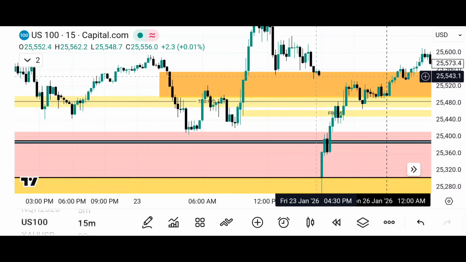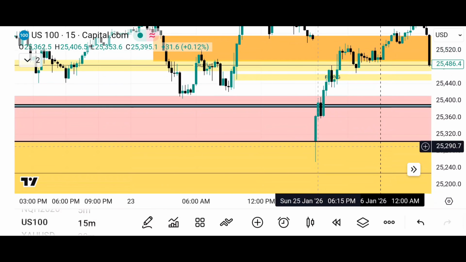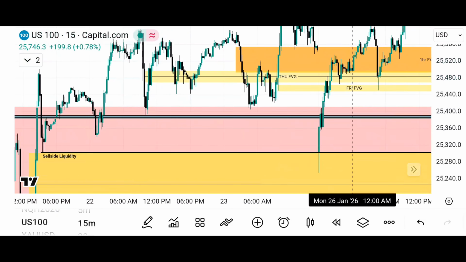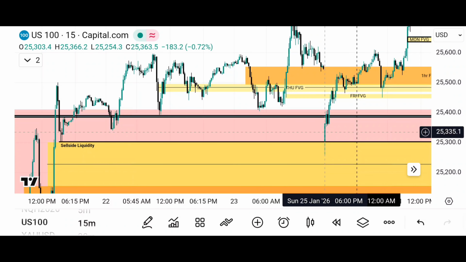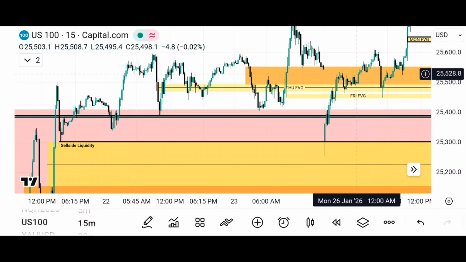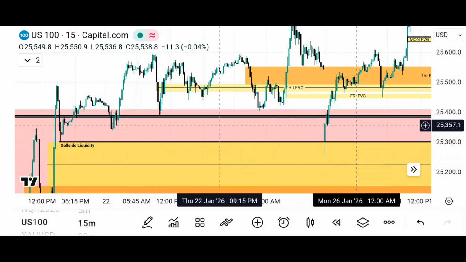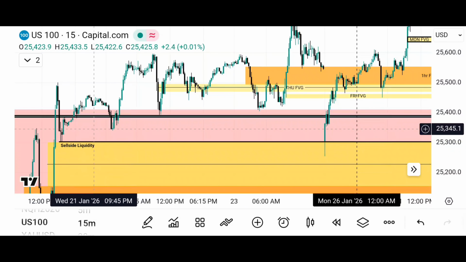So this is the close of the markets on Friday, that was 23rd of January. And this candle right here, down here, was the open, which was formed on January 25th on Sunday. So during the open of the markets, prior to the start of Monday, you can see price dropping down to this level. You can see this low and this low.